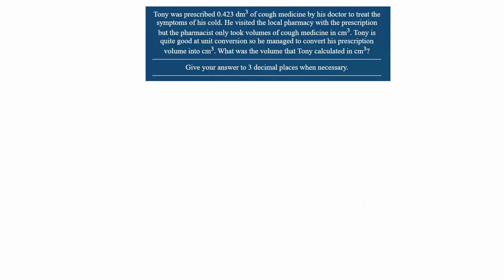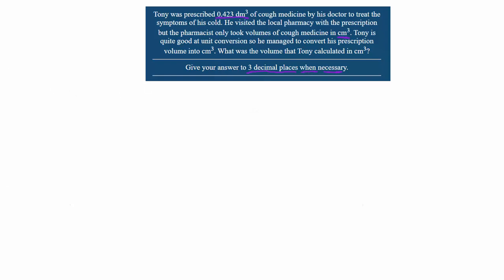Now, in this case, Tony was prescribed 0.423 dm³, as it says in the question, and we effectively need to convert this to cm³ in order to give the correct prescription to the pharmacist in the format they will accept. And we've been asked to give our answer to 3 decimal places when necessary. So what was the volume that Tony calculated in cm³? Because as it says in the question, Tony's quite good. We can presume Tony got the conversion correct.